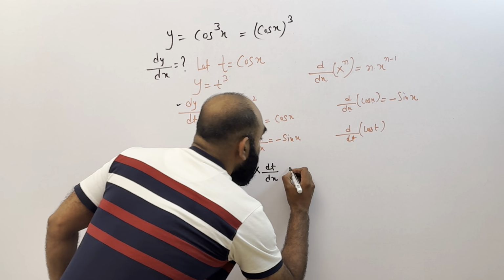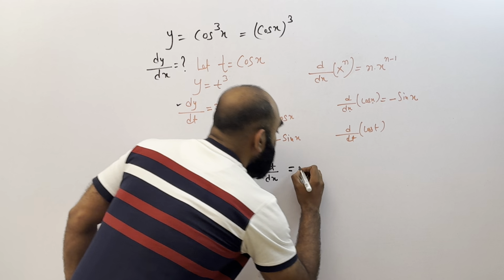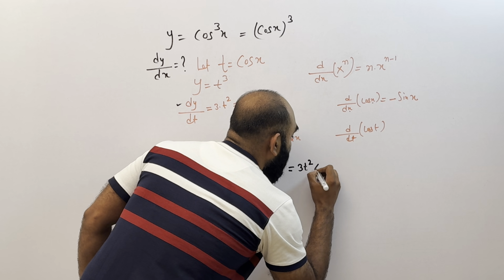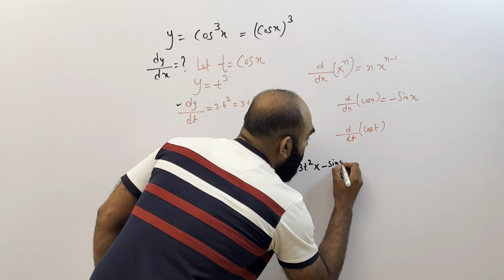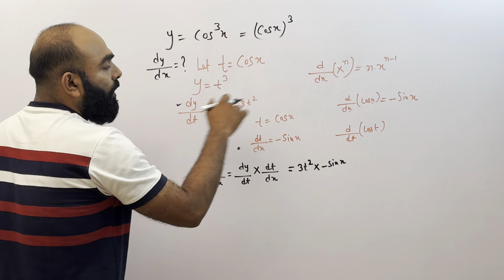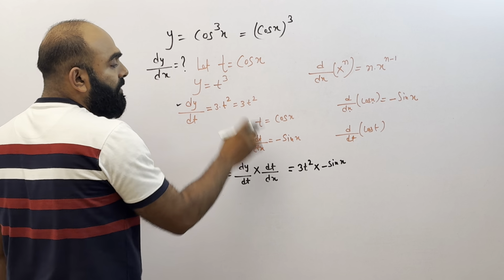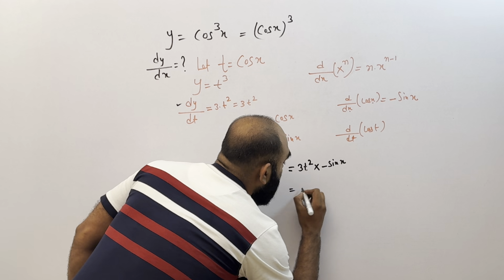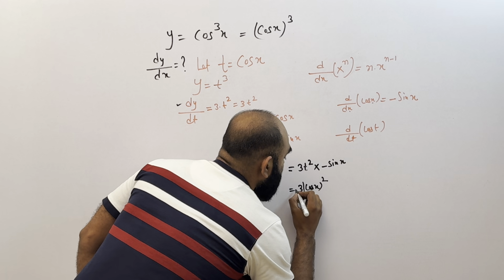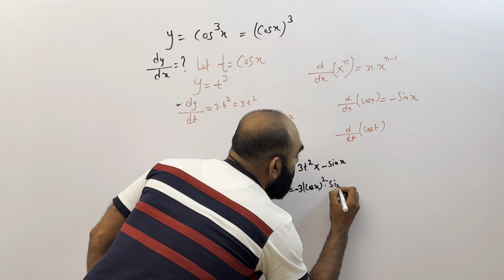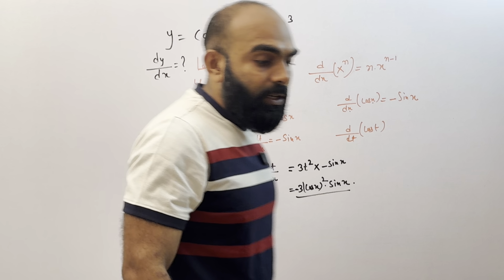So just keep the values. What is your dy by dt? Sir, dy by dt is 3t square. 3t square into dt by dx is minus sin x. Now you have to replace whatever your t is. What assumption you have taken? So t is equal to cos x. So replace this t with cos x. So this becomes 3 cos x whole square. This minus I am taking outside, into sin x. And this is your final answer. Note it down.